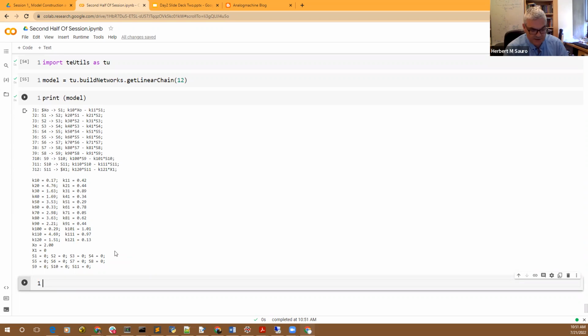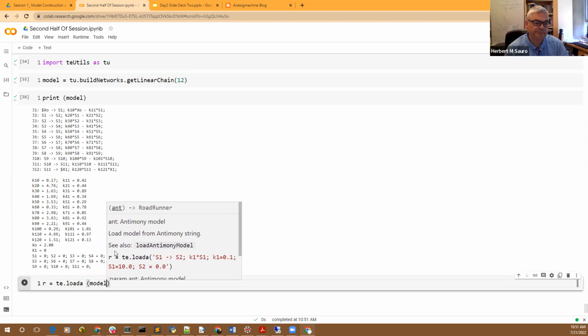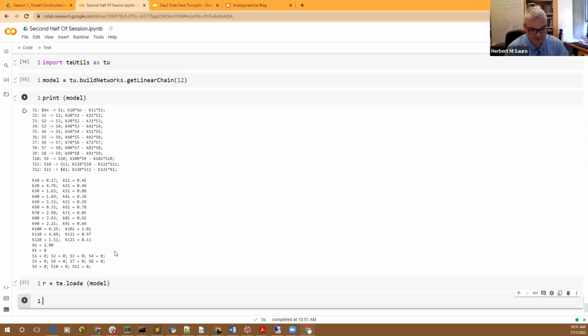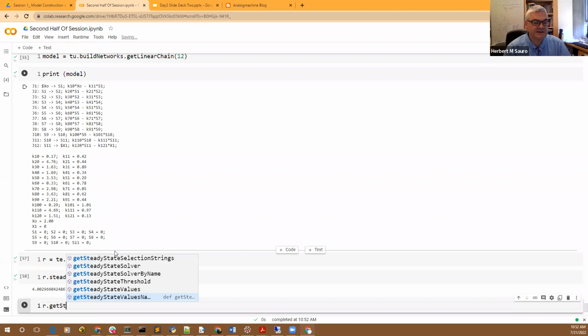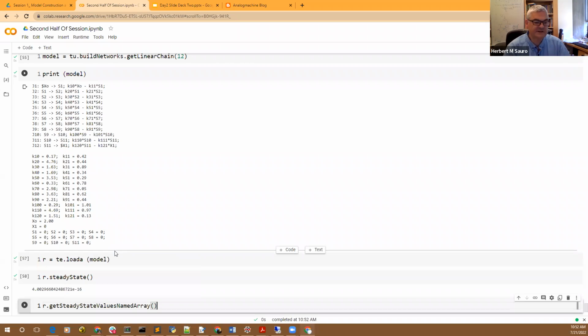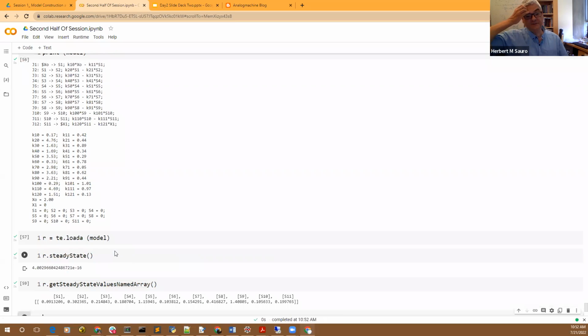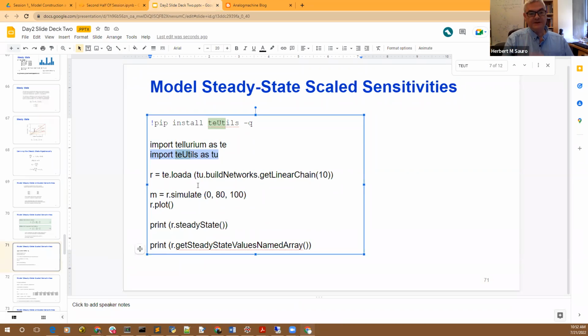So I can load this, of course, into Tellurium, and then I can ask for the steady state. Let's see if there's a steady state. It should be. Yes. Okay. I can get the names, I can get the steady state named values, I can get all the steady state numbers. Those are all the steady states for this system. So that's what I basically did there.